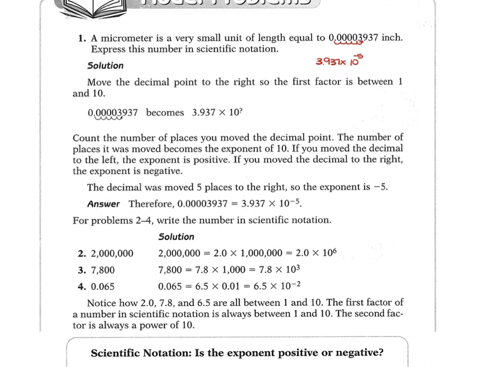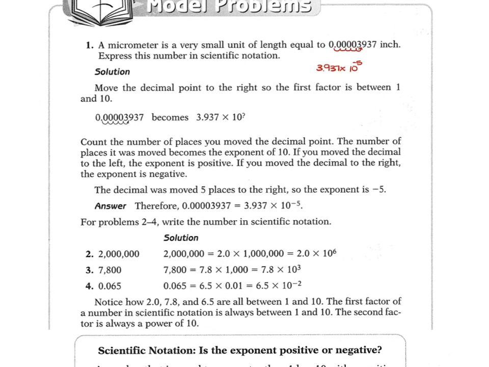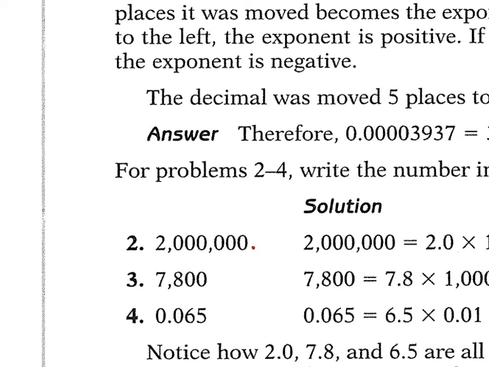For 2, we are writing the number in scientific notation, so we have 2 million. So we're going to take that 2 million and move the decimal point. Right now it's at the very far to the right. We are going to move it all the way to the left to where we just have that 2 in front of it. So we're moving 6 places. 1, 2, 3, 4, 5, 6. So this is going to be 2 times 10. We started with a large number, so it's going to be a positive 6.